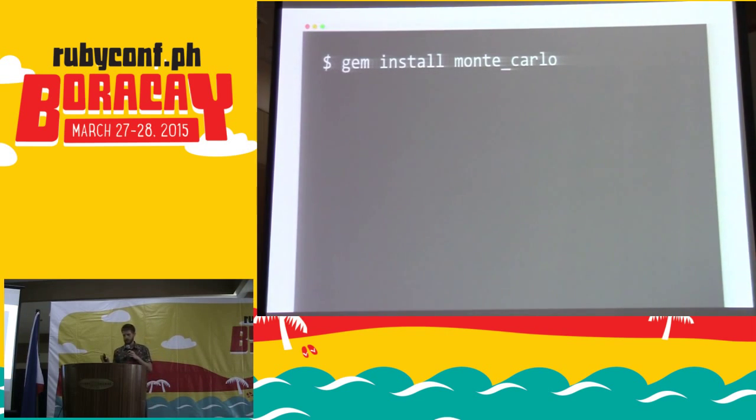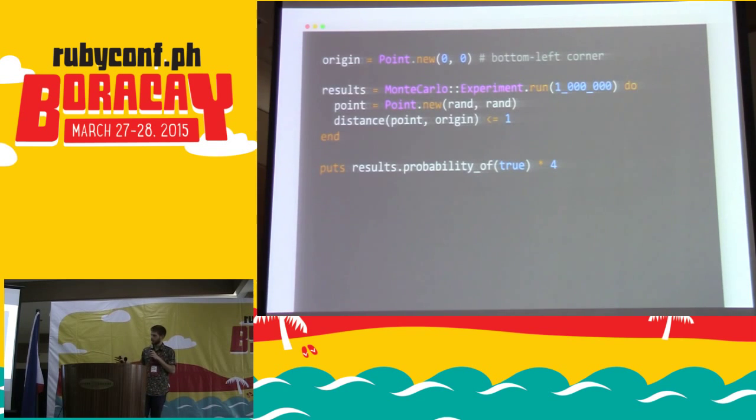Firstly, we're going to gem install Monte Carlo, which is a gem that lets us run Monte Carlo simulations pretty easily. It also gives us a few utility methods to analyze those results. So let's hit code. We're just going to define our origin point as the bottom left corner of the square, and we're going to run an experiment. We're going to run it 1 million times.